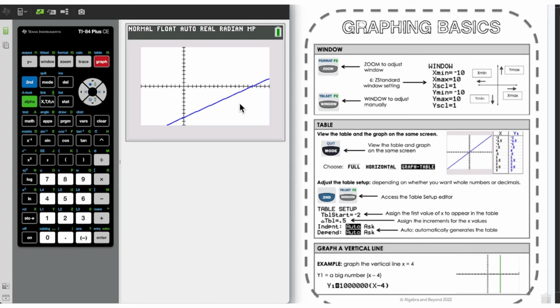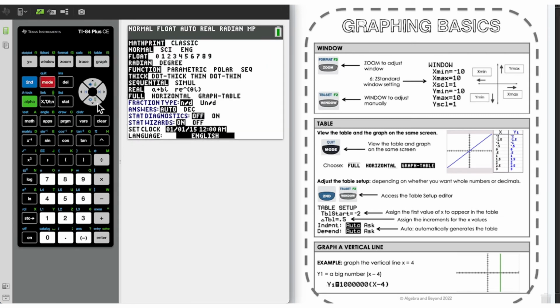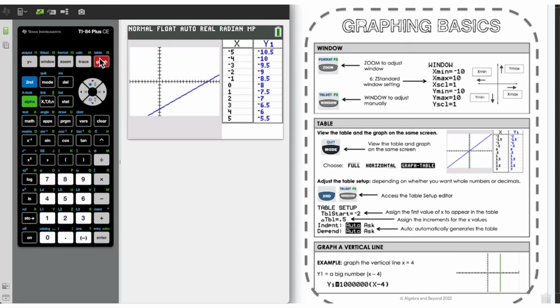Now, another helpful view for the students is being able to see the table and the graph all in one window. So I'm going to go to Mode, and I'm going to change it right here. It says Full, Horizontal, or Graph-Table. So I'm going to select Graph-Table, and I'll go back to my graph, and now I can see my table, which is very helpful for students when they're looking at parts of the graph and coordinates.